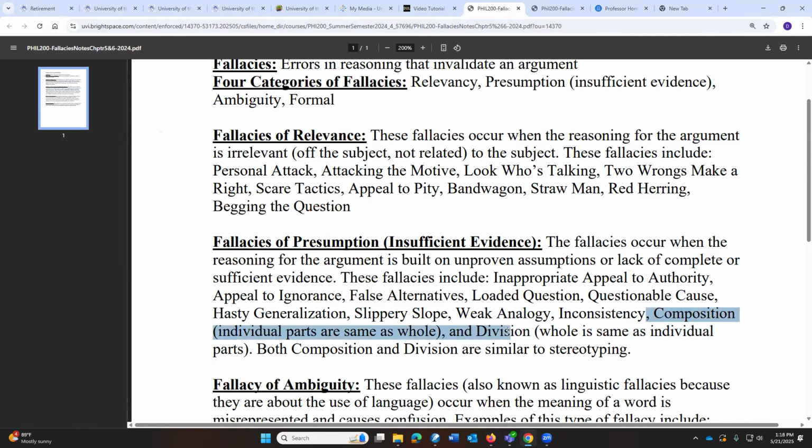composition and division, where we look at whether the individual parts are the same as the whole, or the whole is the same as the individual parts. Okay, and we'll get a better grasp on them when we look at the examples, but both of them are very similar to stereotyping, coming to a conclusion with evidence that really is saying because it happens to one, it happens to many.